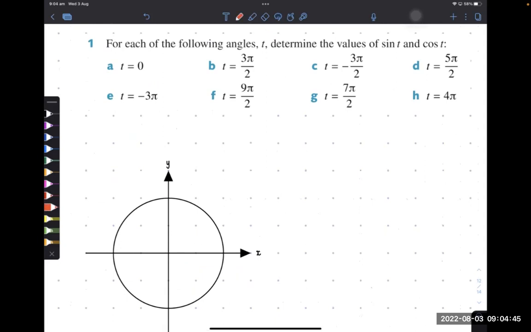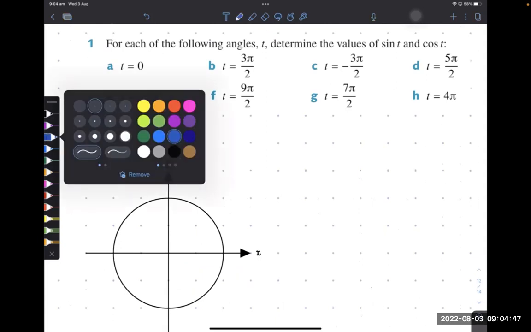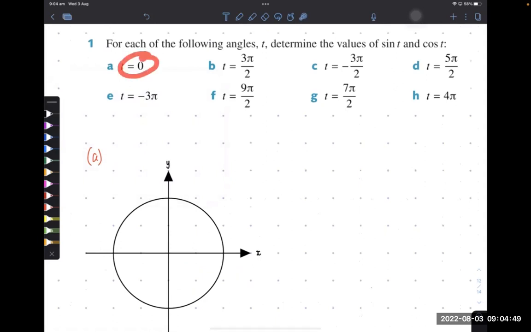So for part A, it's asking when t equals 0. T is an angle. Usually you would see this as theta. If you want to use theta, fine, but just know that it doesn't always have to be theta. It can be x, it could be y, it could be t. So the variable can change. But for the sake of getting used to it, I'll put theta here so it's easier to look at.